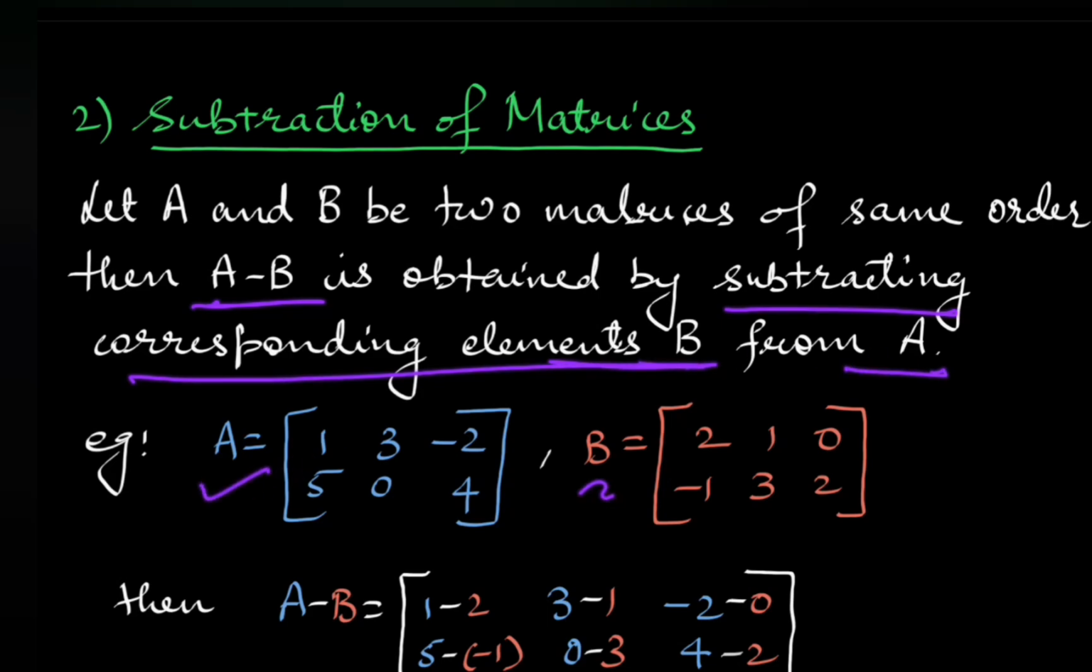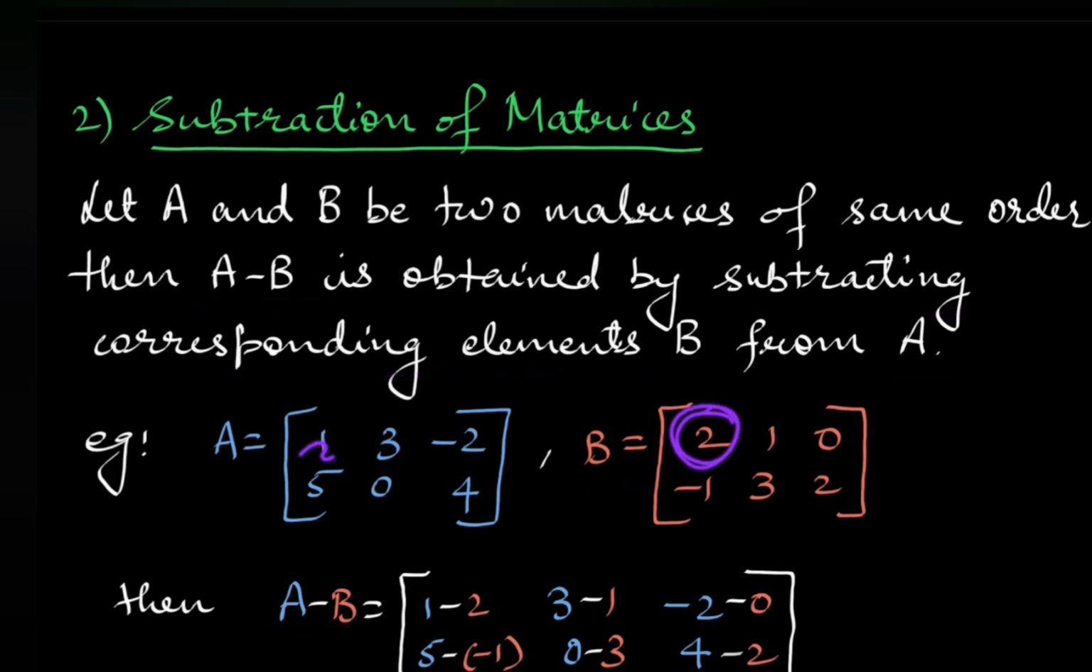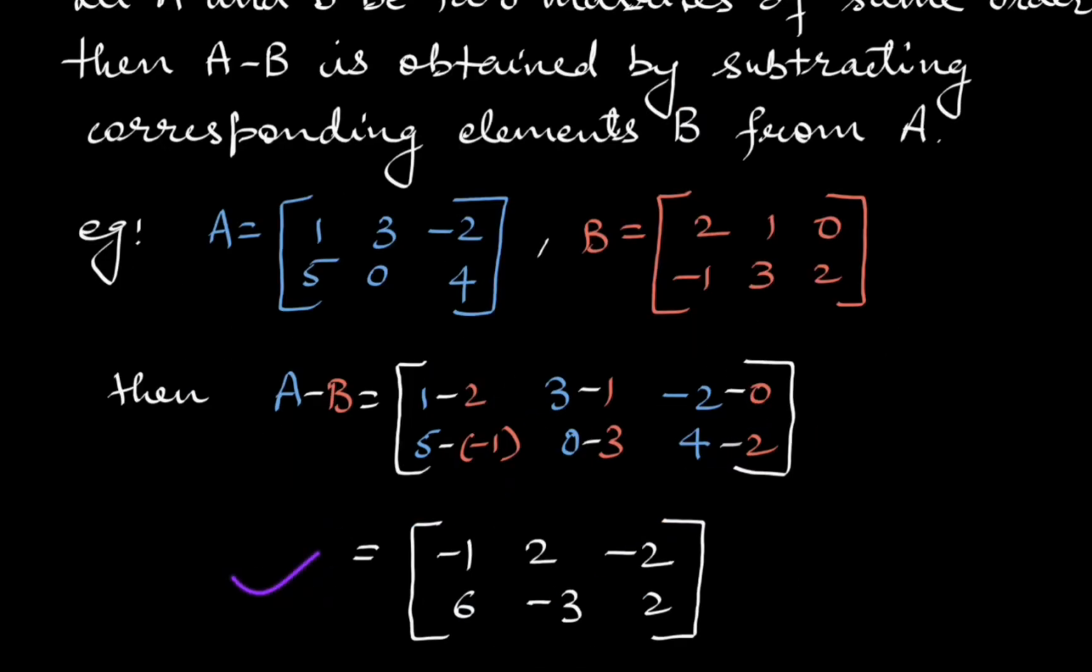For example, these are your two matrices. If you are finding A minus B, then you will subtract the elements of B from A. That will be 1 minus 2, 3 minus 1, minus 2 minus 0, 5 minus minus 1, that will be plus. So this is your corresponding subtraction of matrices.